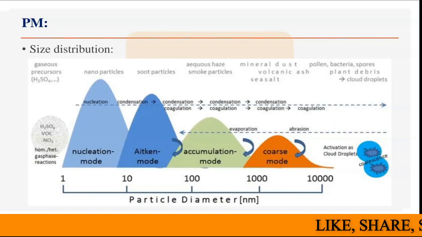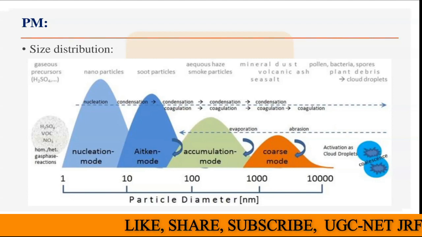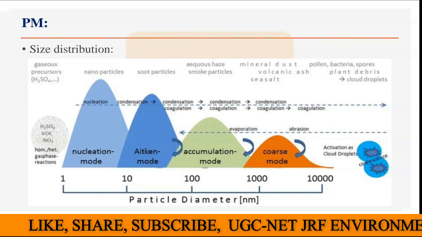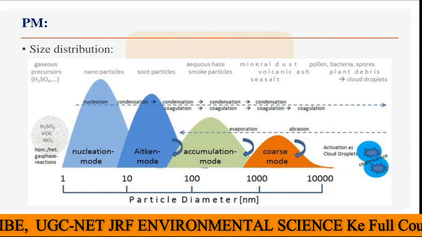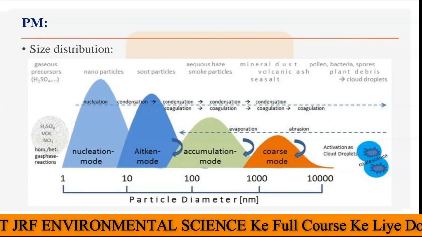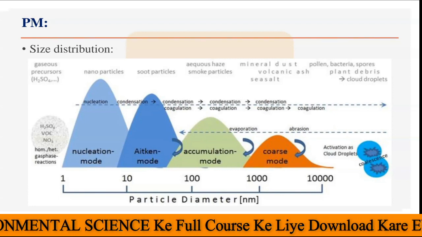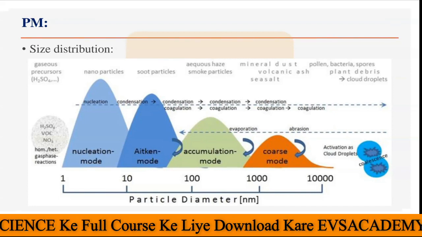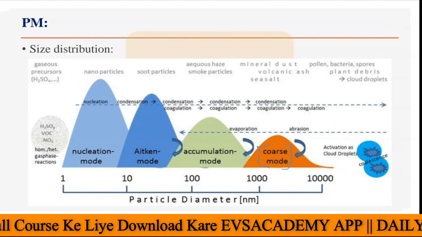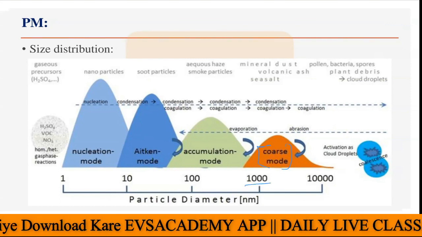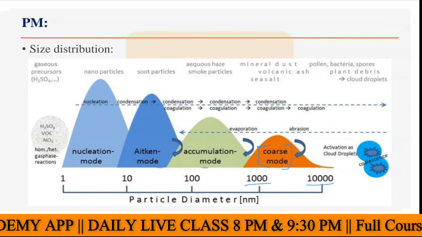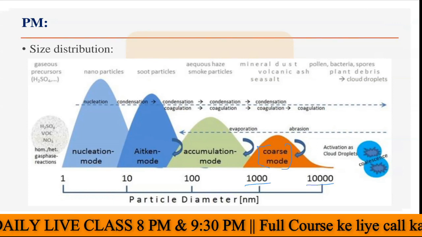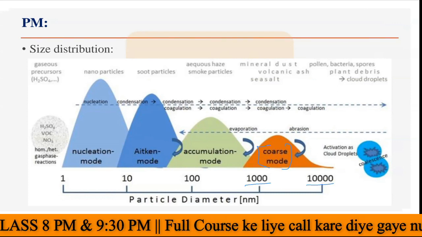Then how to do the size distribution of these different particulate matter particles. Here you can see in this particular diagram, the four different sizes are defined. The very first size here is the coarse mode. So what is the coarse mode? The coarse mode particles have a size range of 1000 nanometer to 10,000 nanometer. And all the particles in this particular range are called coarse type of particulate matter.